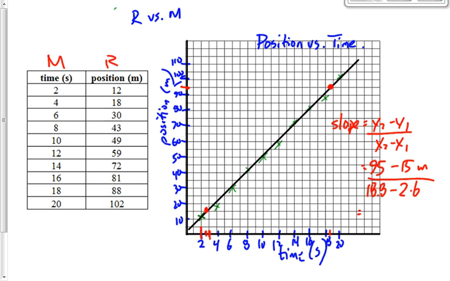95 minus 15 is 80, over 18.8 minus 2.6, which is 16.2. My slope there, which represents my velocity, would be 80 divided by 16.2. That works out to be 4.9. And the units for that would be meters per second because it represents velocity. 4.9 meters per second. Does that make sense?